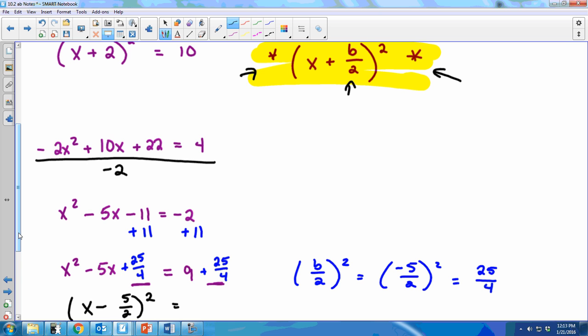And then we just need to add 9 and 25 over 4. Again, we're going to leave that in fraction form. So you can use your calculator if you want to. Just make sure you leave it in fraction form. 9 is the same thing as 36 over 4 because you have a common denominator. And 36 plus 25 is 61. Give 61 over 4.